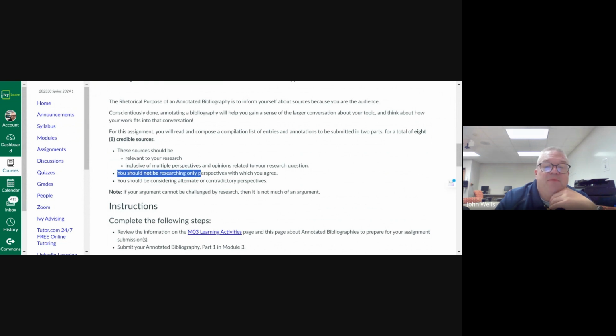They should not be researching only perspectives with which you agree. And so it's okay to find competing viewpoints, right? It's always good. Now we'll talk more about how to use that and how to consider those. But it is okay to find people that say, okay, here's what somebody else said, and here's how it conflicts with mine or contrasts with mine. And then how does that help or hurt me in my position?